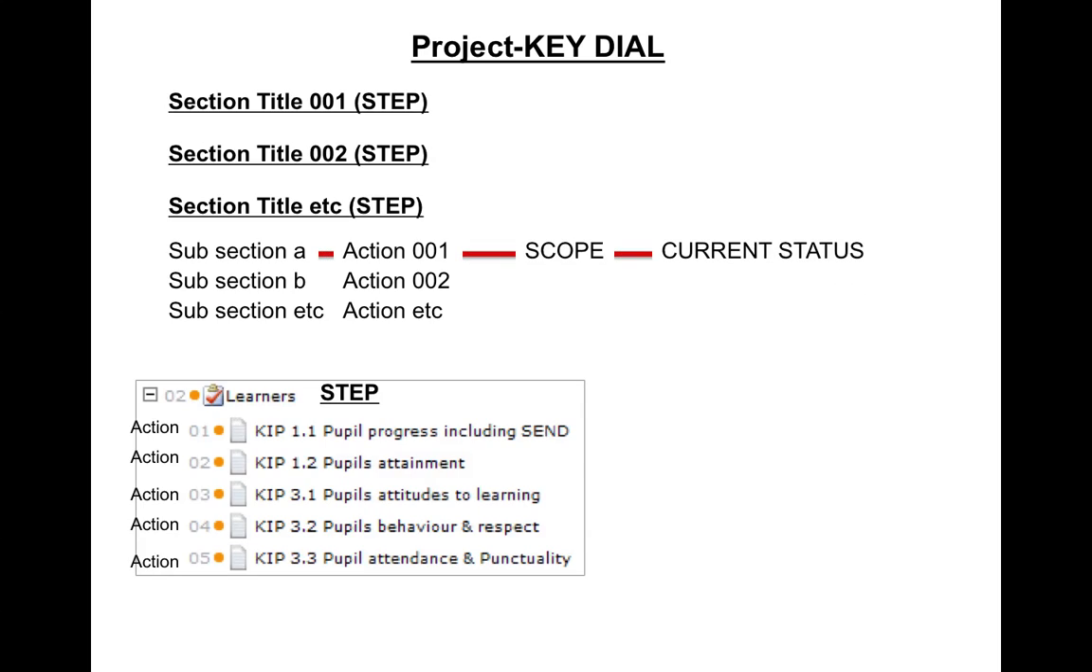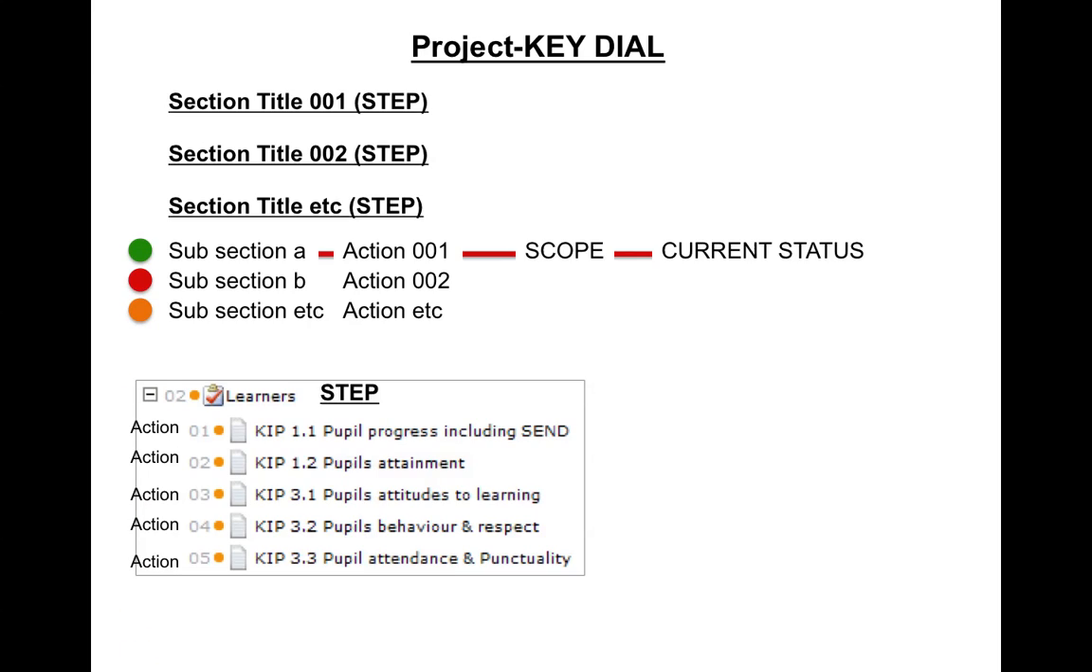Each action has a scope and a current status. The scope is a requirement, definition, instruction, guidance to which you want the actual action to be completed by. The current status is a means to actually append the action or update the part of the key dial or the project as and when.